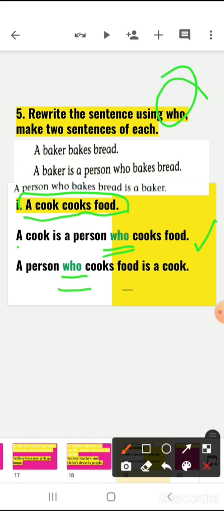The meaning of both the sentences using who is the same as given in the question. So, we only have to use who to make 2 different sentences, but the meaning of the sentence is totally the same as given in the question. A cook cooks food. A cook is a person who cooks food. A person who cooks food is a cook. Understood? How we have to use who and make the 2 sentences from the given one. Okay? Now next.